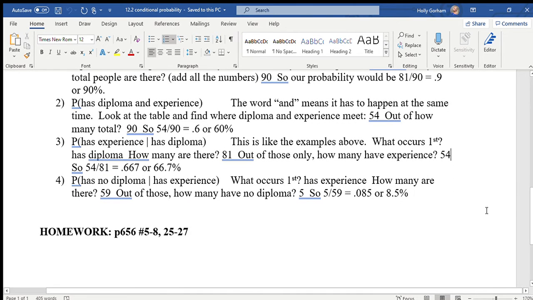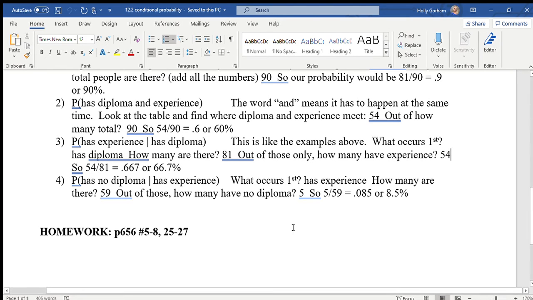Number 4 asks for the probability that someone has a diploma given they have experience. So occurring first would be having the experience. So how many have experience? That's 59. Out of those people, how many have no diploma? That's only 5. So 5 out of 59 is 8.5%.